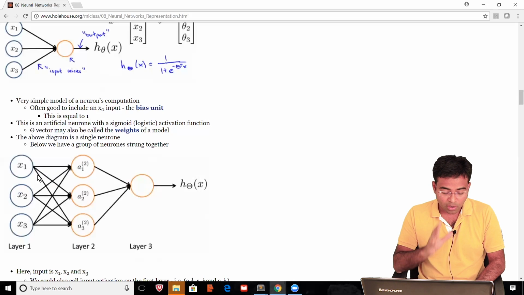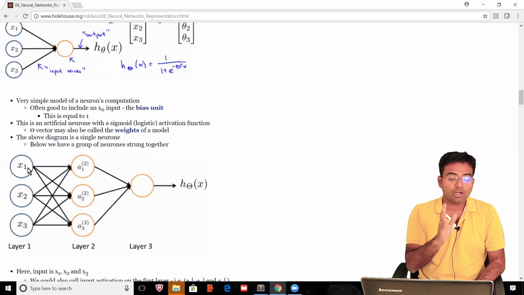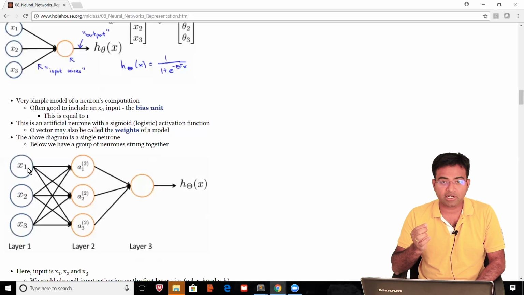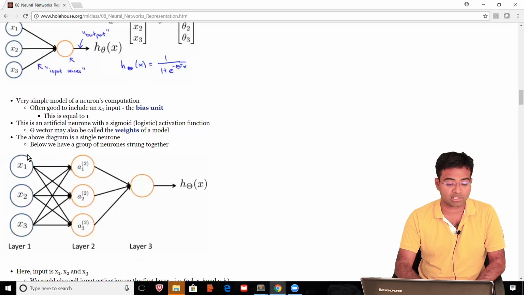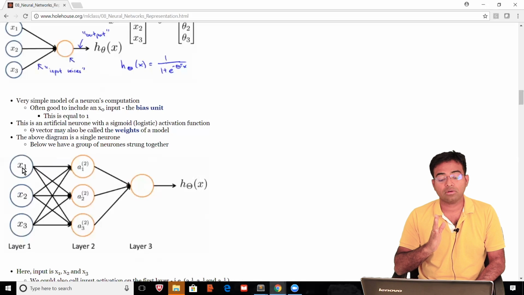To understand what is happening, each of these nodes is called a unit, a technical term people use to understand this. These are known as layers: layer 1, layer 2, layer 3. These are units. Each unit of the previous layer is connected to each unit of the following layer. In this case, x1 is connected to all of these, and all of them are connected to each other. That is why it is known as a fully connected neural network or deep neural network.